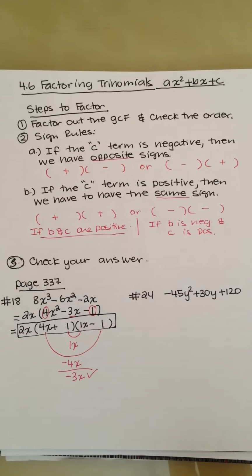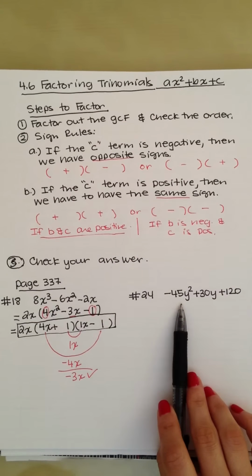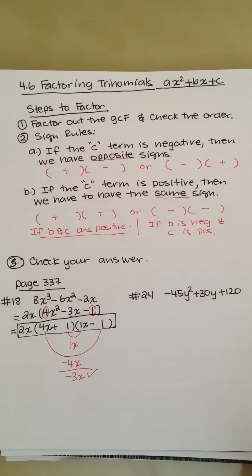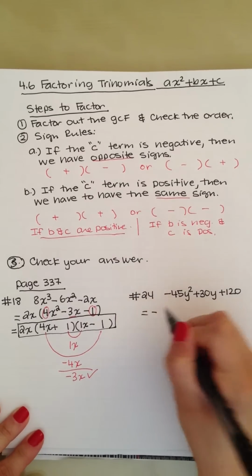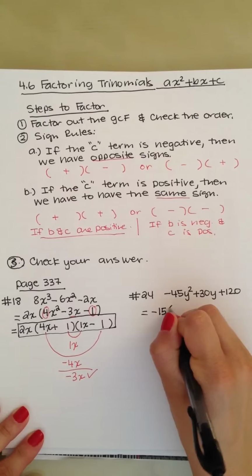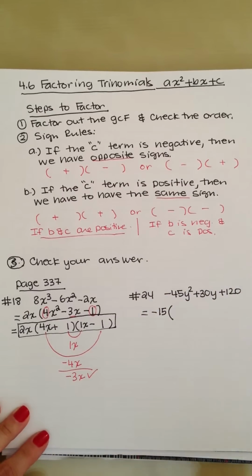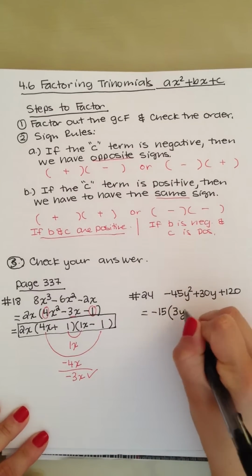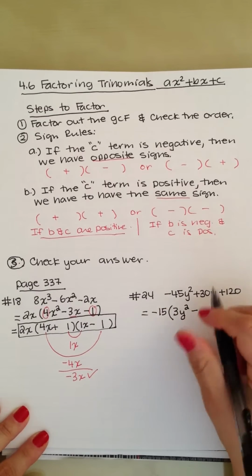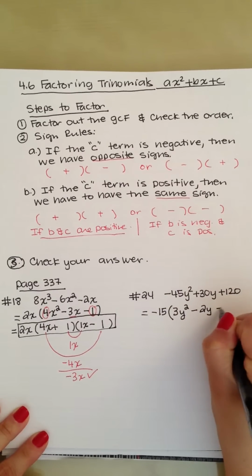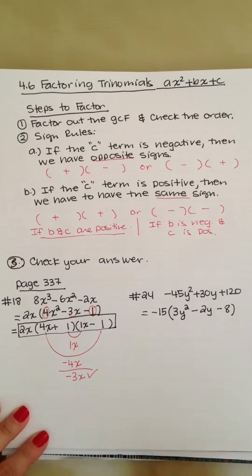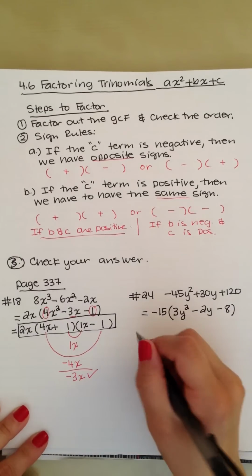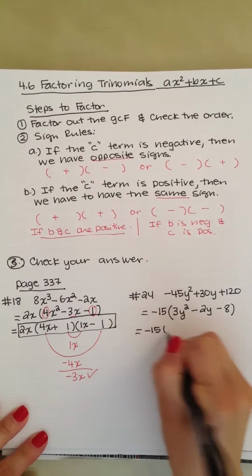But what I want to do is I want to factor out a negative 15. You want the first term to be positive. It's just easier when you factor. So if you have a negative first term, factor out a negative. So we'll have a negative 15, parentheses, and then we want to write what we get inside, so that'll be 3y squared minus 2y minus 8. Remember, factoring out a negative changes the signs on the inside. Okay, so we have our GCF. Bring that down to parentheses.